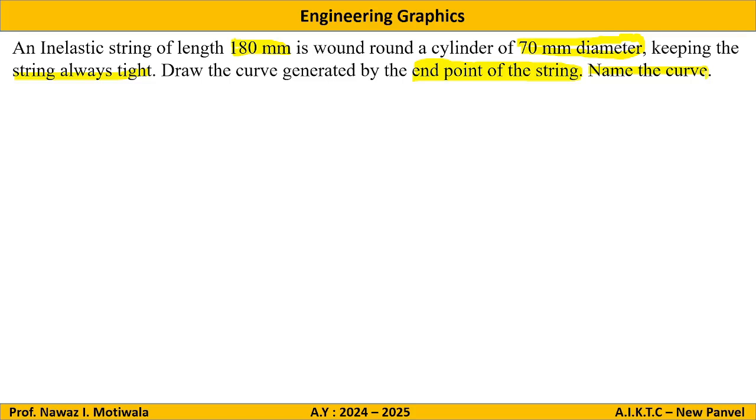The difference between the previous question and this question is, in the previous question, the length of the string was not given. So we assumed that the length of the string will be equal to the perimeter of the circle, that is 2 pi r. But here the length of the string is already mentioned. So we have to construct accordingly. So let us move forward for the construction part.